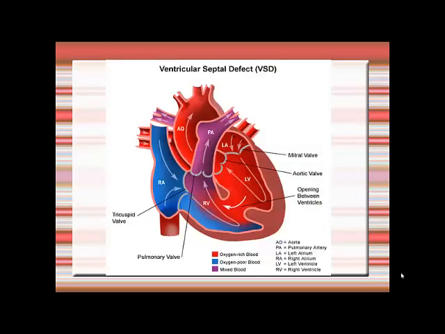As you can see, this picture shows the ventricular septal defect. This is a rather large one, but you can see where it was saying that if it's large enough to include the pulmonary artery, it would definitely need some kind of intervention early on.